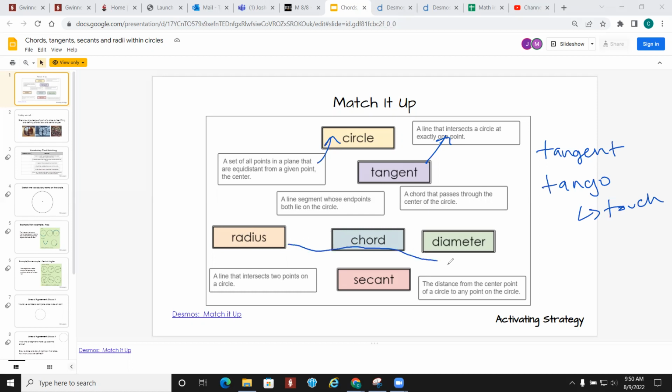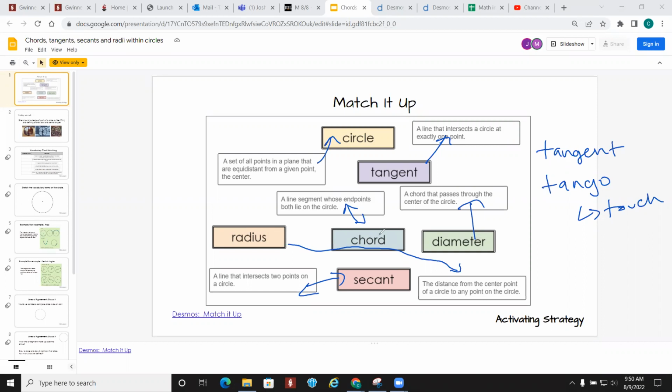Okay, what about radius? Distance from a center point to the outside, right? Okay, what about a diameter? Bam, yes. Okay. What about a secant? Yes. And what about chord? Awesome. Do y'all have any questions about these words?